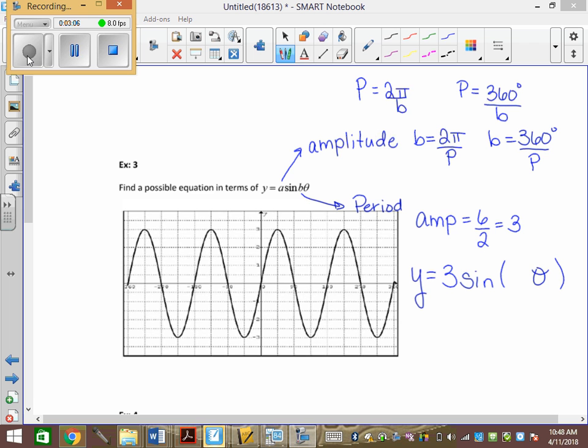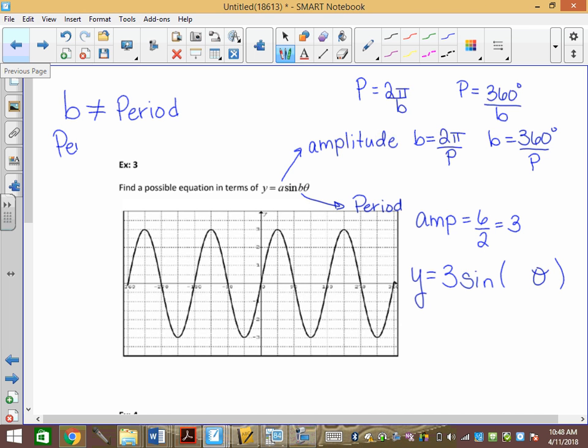We need to figure out what our b is. How do we get our b? Our b value comes from the period of the graph. Now, I want you to write this down and remember it for life. B does not equal the period. The period does not equal B. You use them to find each other, but they are not the same thing. So if you go and get the period off the graph and you plug it into the equation, you were wrong. The equation is B. The equation is not period. Period and B help each other to find each other, but they are not equal to each other ever.